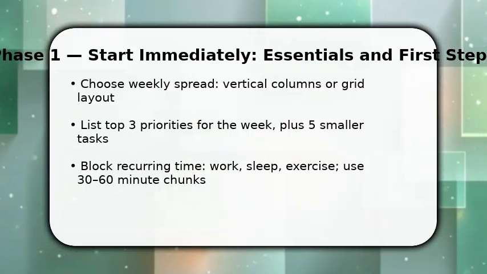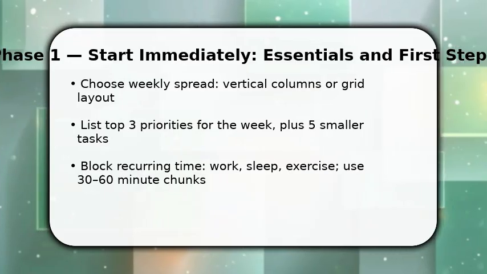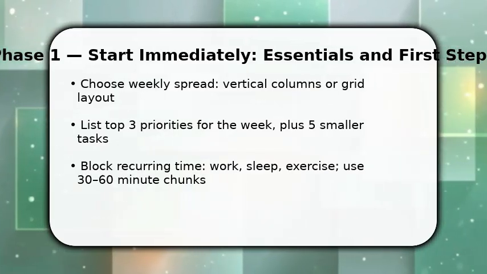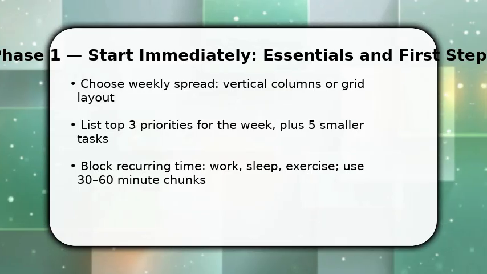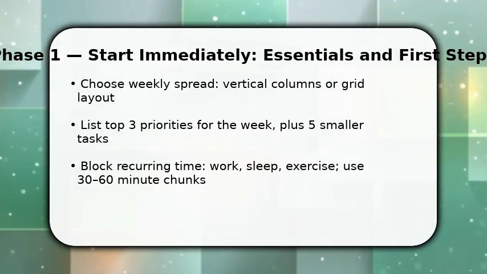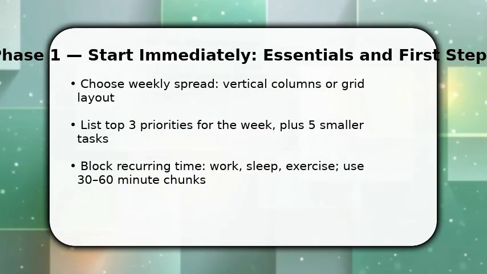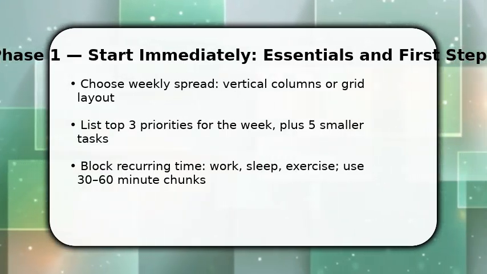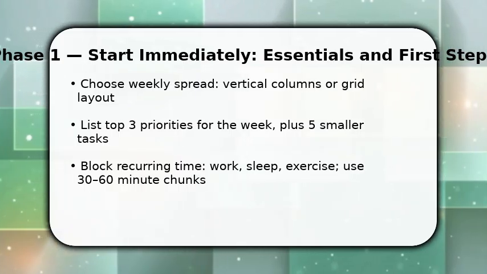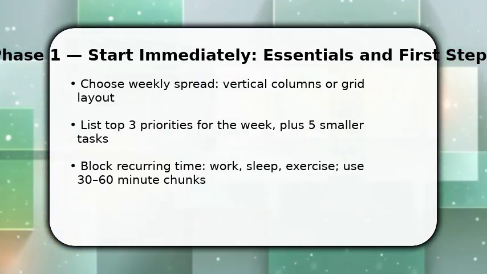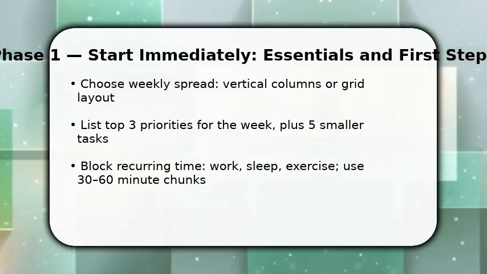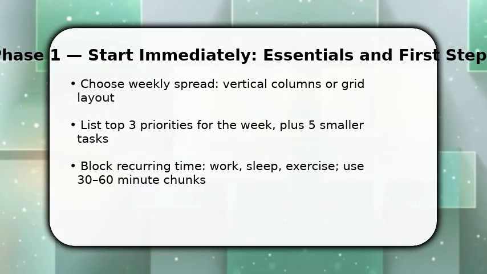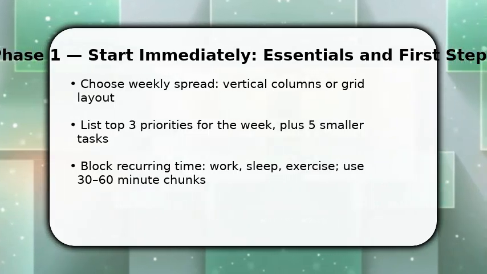You begin by gathering essentials: your planner, a pen, and a current calendar. First, set the week view and write the top 3 priorities so you have direction. This prevents busy work. Once done, add recurring blocks for work, sleep, and exercise in 30-60-minute chunks to protect time. Make quick, realistic task estimates and mark fixed appointments. This early action anchors the week and reduces friction, so you can move from planning to doing without delay.